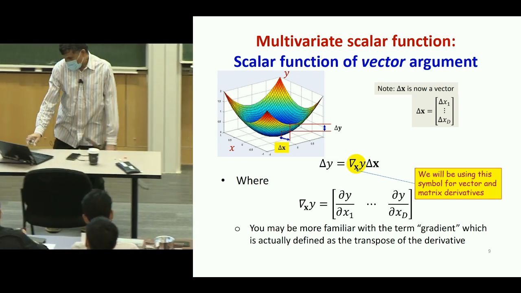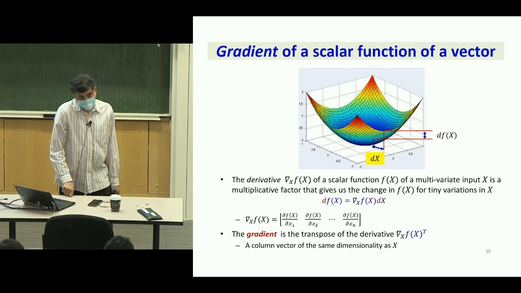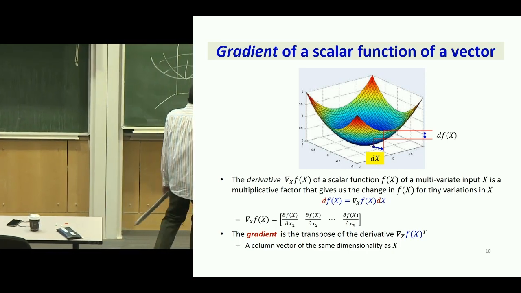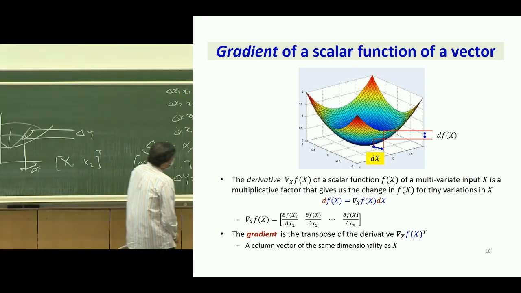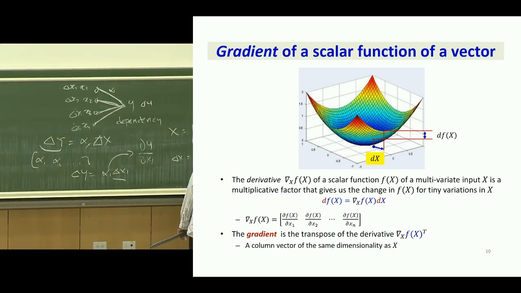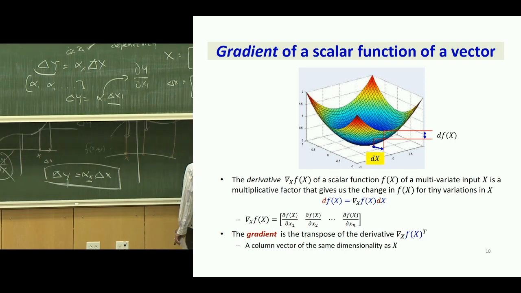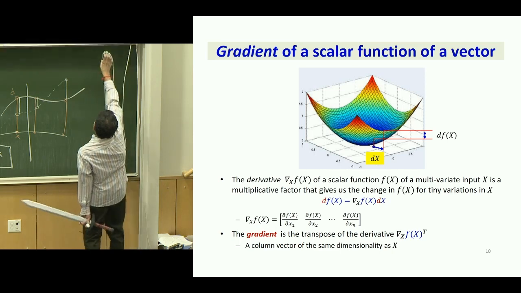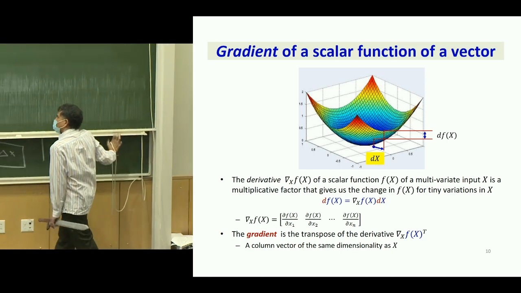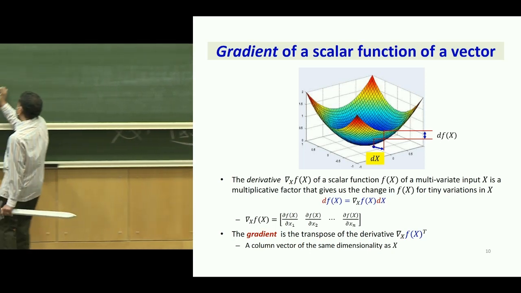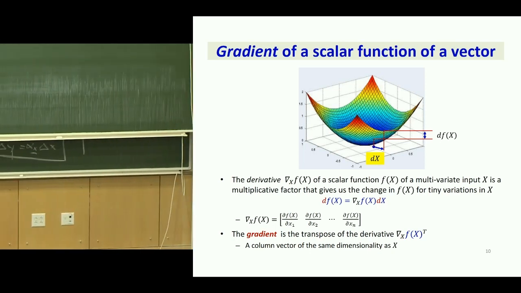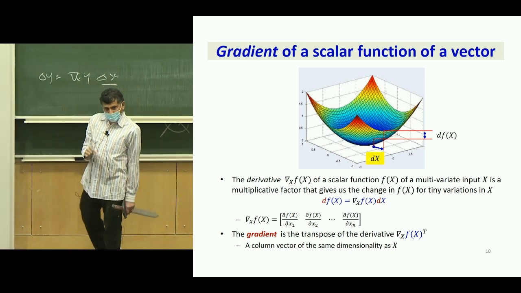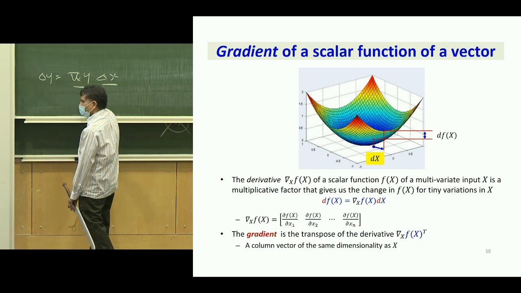Now, so I can rewrite things like this. Instead of using deltas, I'm using d over here. Now observe that this term, so we've written delta y equals delta x, right? This is a column vector. This is a row vector, okay?